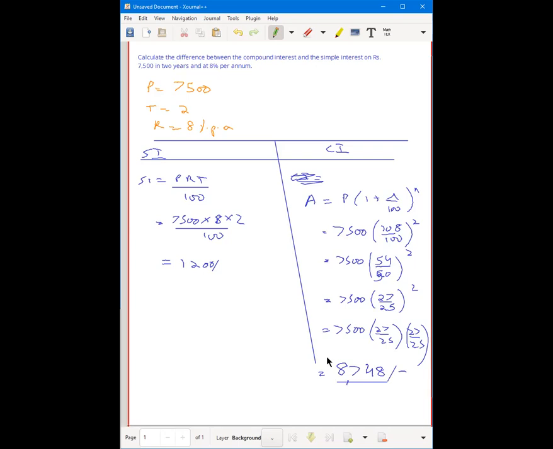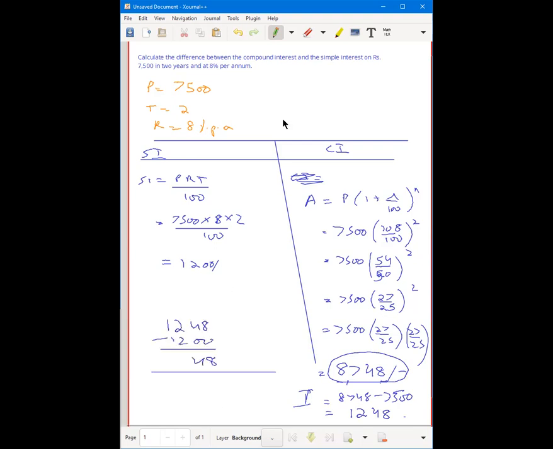Yes, sir. 8748. But this is the amount. So what is I equal to? I is equal to A minus P. So 8748 minus 7,500. Remember to do this. This is not the interest. This is the amount. So it will become 1248. So the difference in interest will be 1248 minus 1,200, which will be 48.